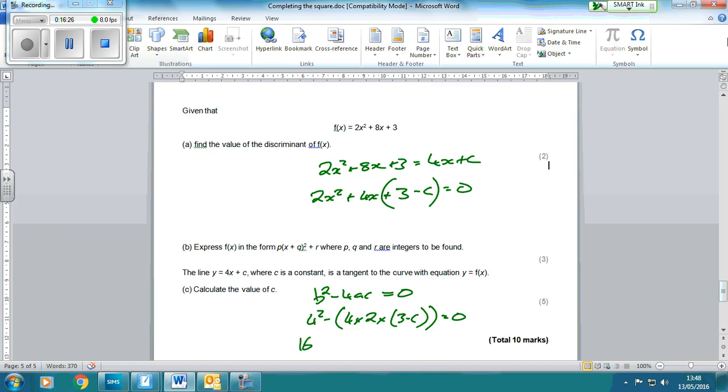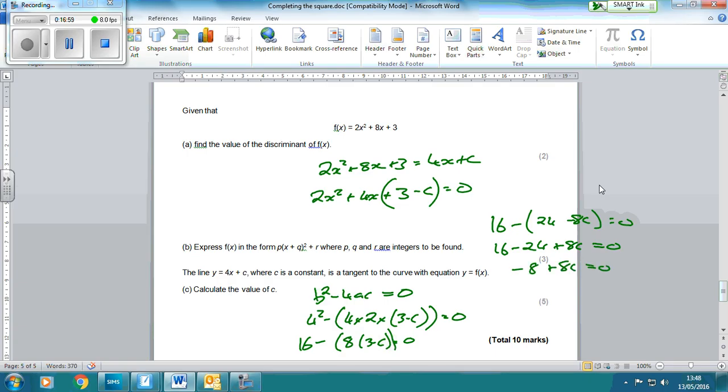So 4 squared is 16. Again, whenever we do 4ac, we always stick in brackets. So that's going to be minus 8 lots of 3 minus c. So it's going to be 16 minus, in brackets, 24 minus 8c equals 0. 16 minus 24 plus 8c equals 0. So that's going to be minus 8 plus 8c equals 0. 8c equals 8, c equals 1. And that's it. That is our value of c.